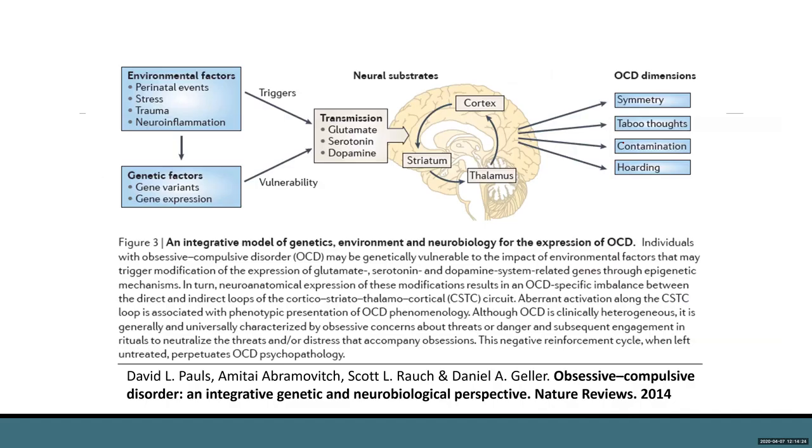Okay. Now, this is from Nature Reviews in 2014. It's a good summary slide of how OCD manifests, because it shows us that OCD is not just an environmentally induced disorder. It's not just a genetic disorder, it's both.